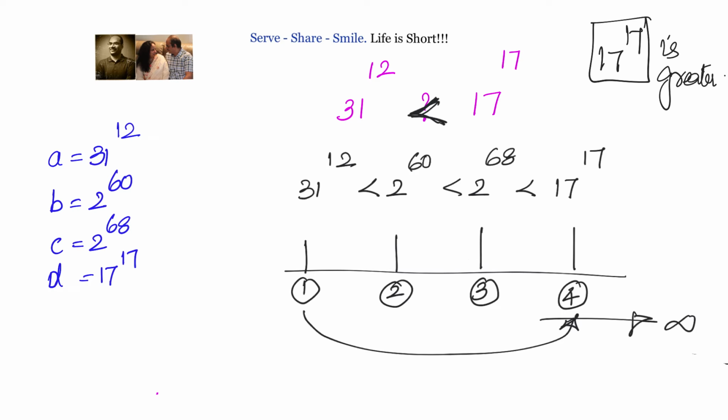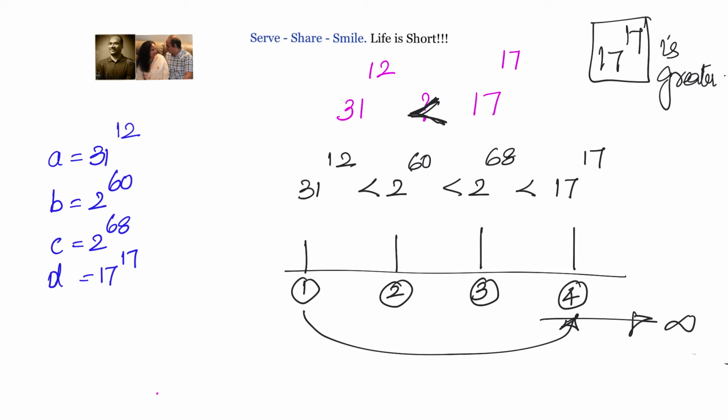So let's have a recap of this problem. We have been given 31 to the power of 12 and 17 to the power of 17. We have to find out which of them is greater. Our approach to solve this problem is taking these as A and D. We want to get an inequality relationship between A and D. So before that, we want to identify two numbers B and C such that the relationship between B and C can be clearly established, and we can also separately establish the relationship between A and B and between C and D.